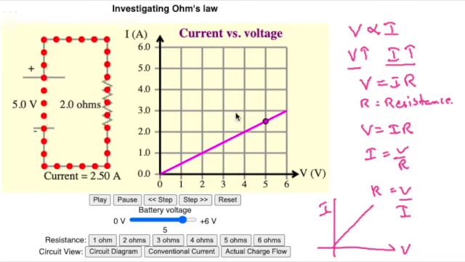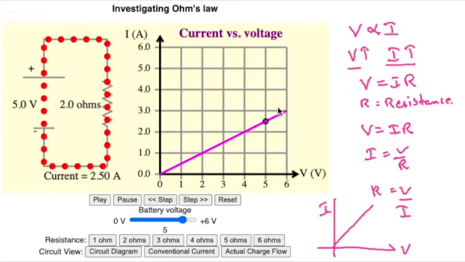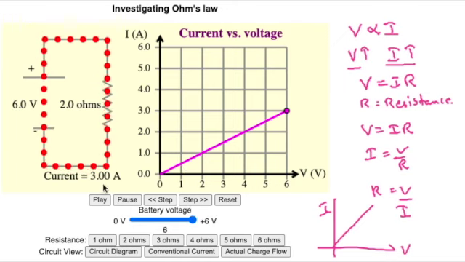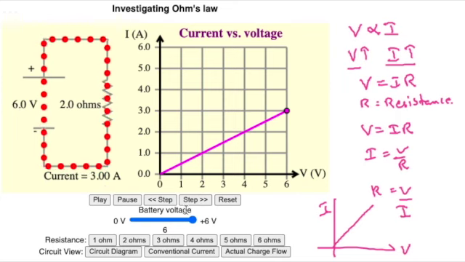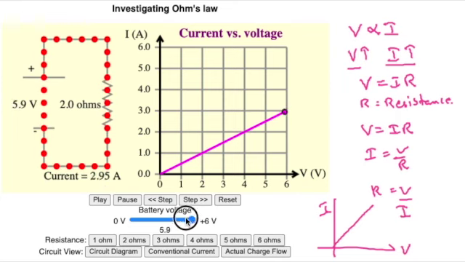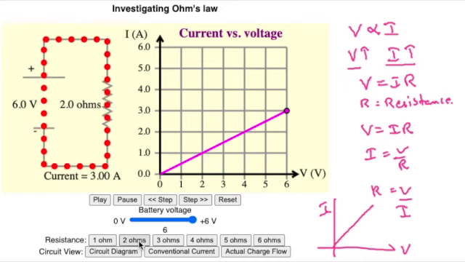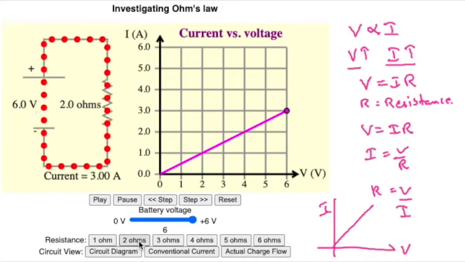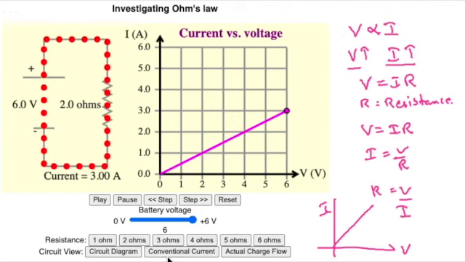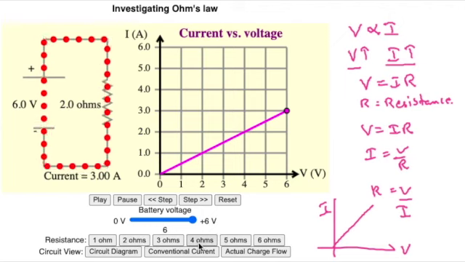And also please observe the graph. As I mentioned, the current versus voltage graph is a straight line passing through the origin. The same graph is appearing here. For 6 volt, the current is 3 amps. So this is Ohm's law for 2 ohms, and you can perform the same experiment for several resistance values.